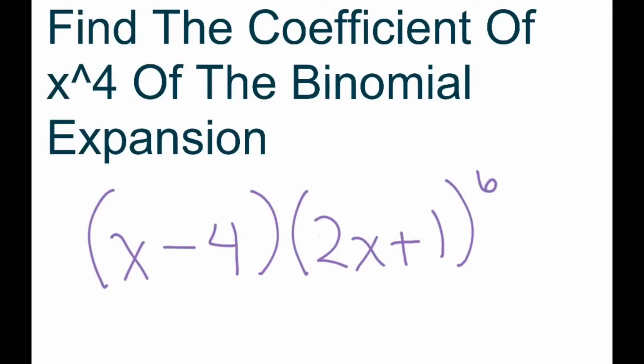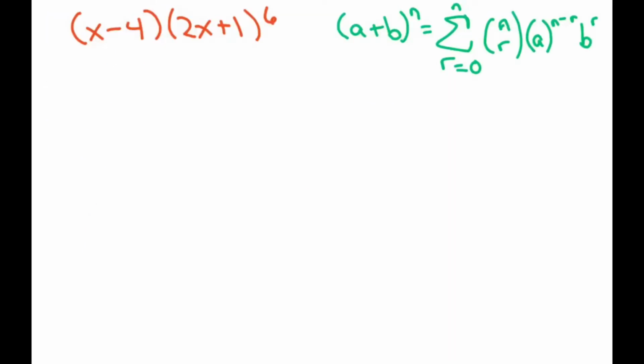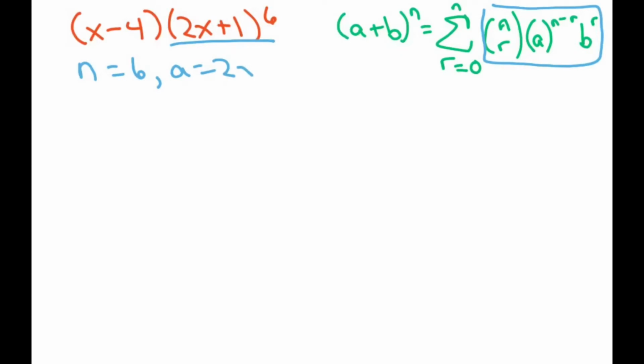Hi everybody, we're going to find the coefficient of x to the fourth in the binomial expansion of (x minus 4) times (2x plus 1) to the 6th power. So we'll get started, and this is our problem, and here's our formula, and we're going to use this portion of it. In this case our n equals 6. We're just going to do this part first, and then our a is 2x, and our b equals 1.